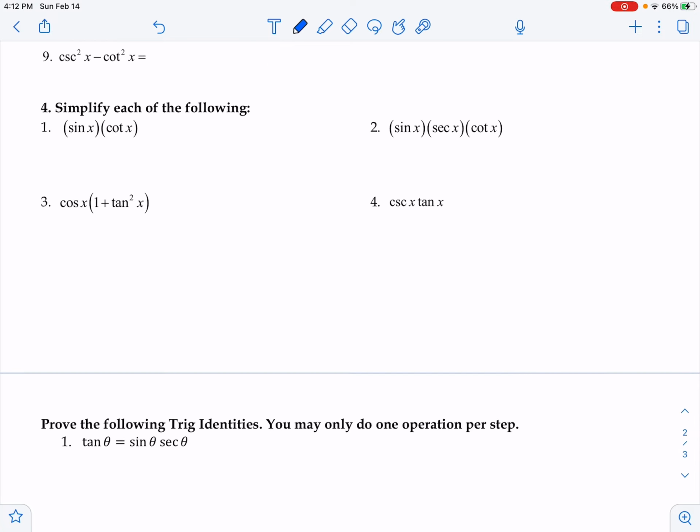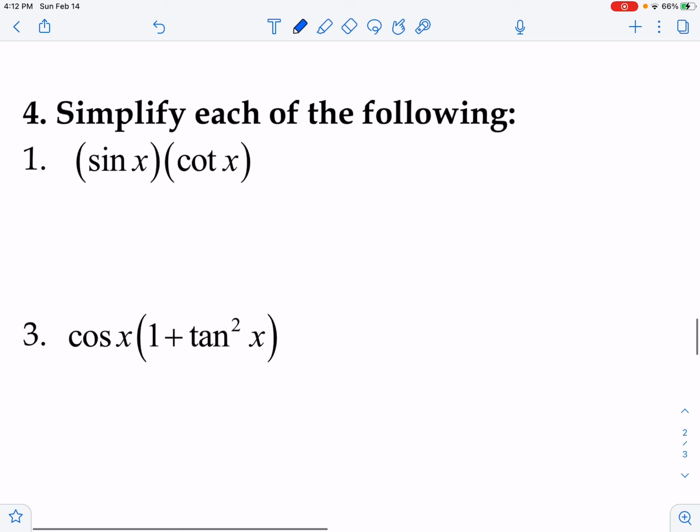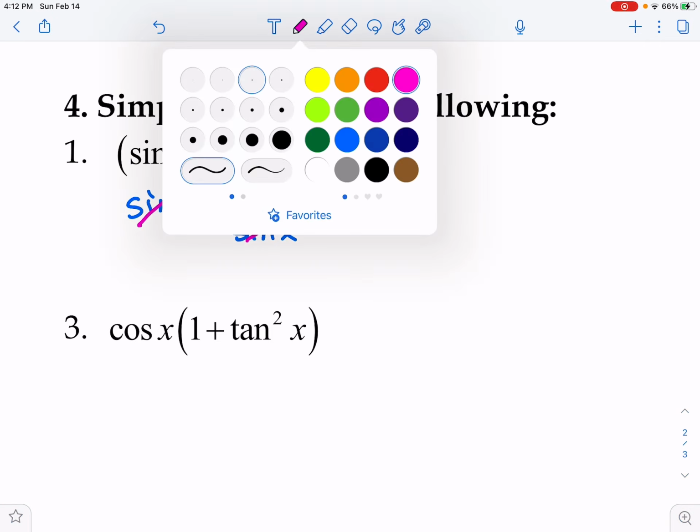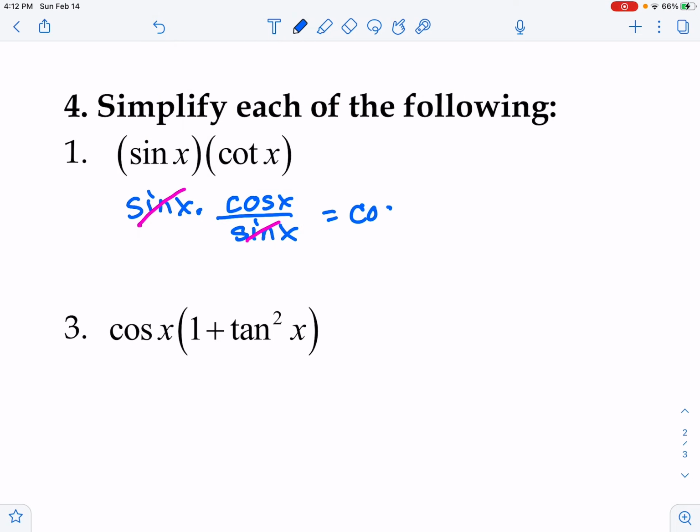Okay, here's some real basic simplifying. You'll notice you show every step. So I have the sine of x. The cotangent is the cosine x over the sine of x. Now I can cross this one out, and I'm left with the cosine. And that's your answer.